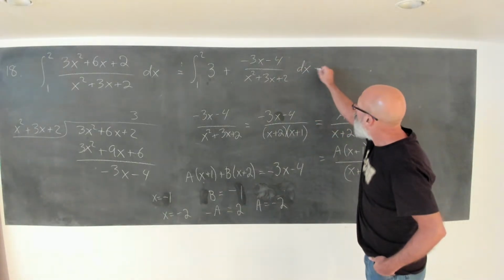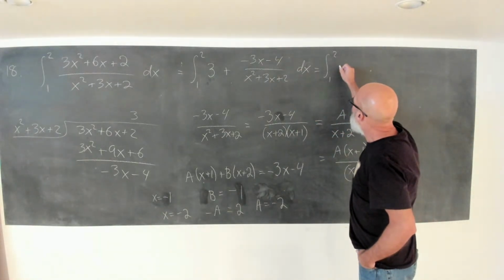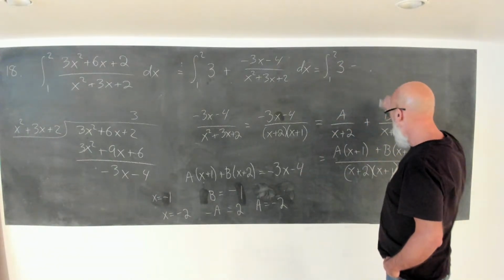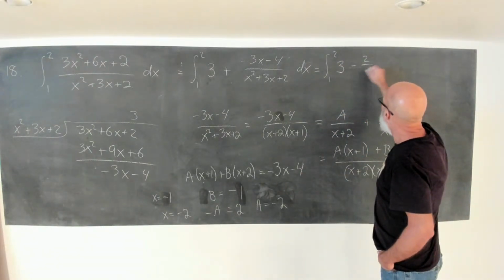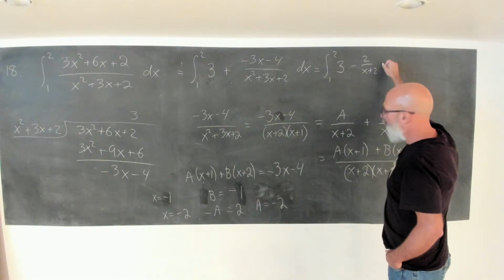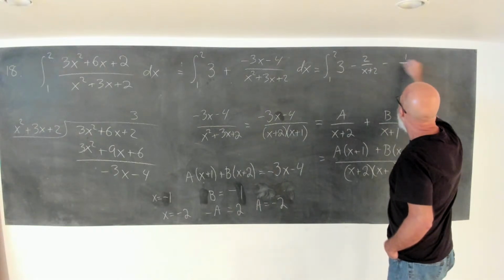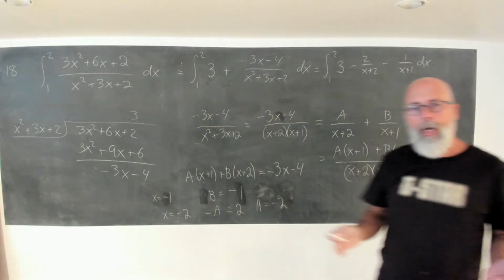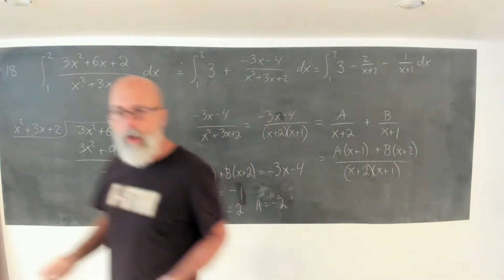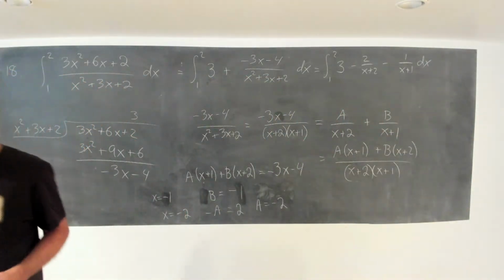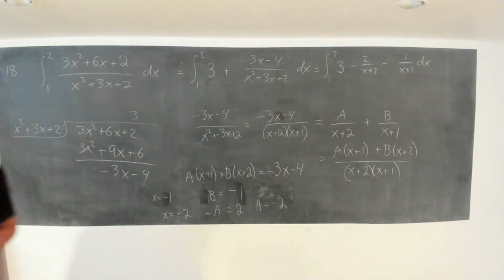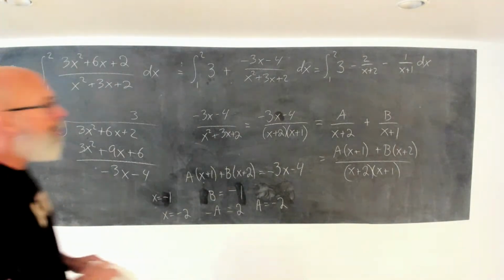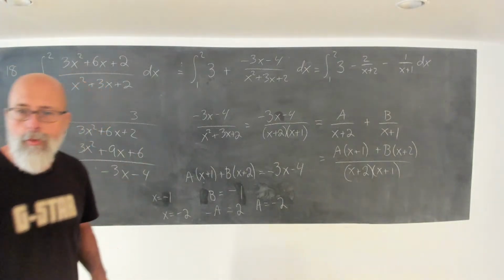So this integral is 3 minus 2 over x plus 2 minus 1 over x plus 1. And you see how easy these integrals are. Can you show how to do it with the other method as well? We did that in the previous question, but we'll do it again in the next one.